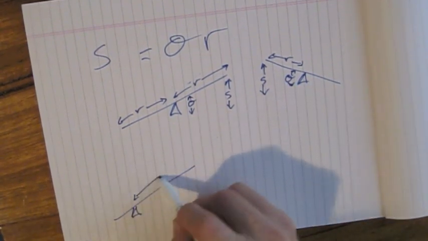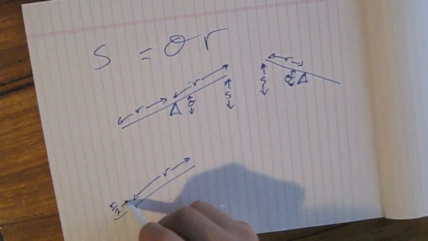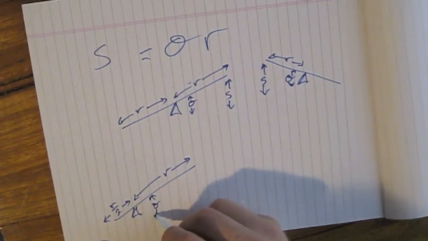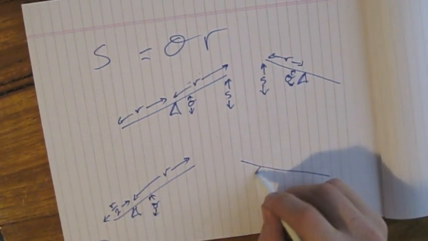However, if we move the fulcrum so that the left side is twice as far away from the center of rotation as the right side, then the right side will move half as much as the left side.